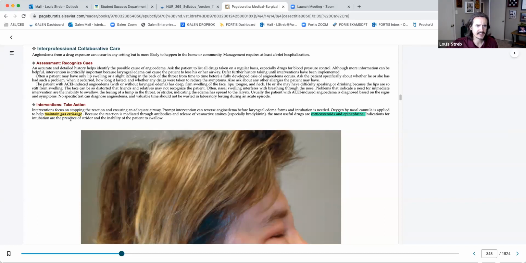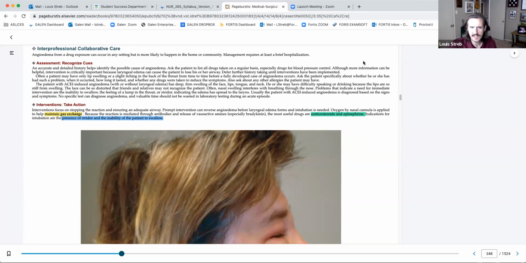Indications for intubation is the presence of what? Stridor and the inability of the patient to swallow. Y'all, you're looking for signs and symptoms, which is great. But if you understand how the body works and how these histamines are causing problems, you don't need to memorize anything. Angioedema is caused by histamine release. It causes vasoactive amines to cause vasodilation, and it's causing inflammation and swelling.